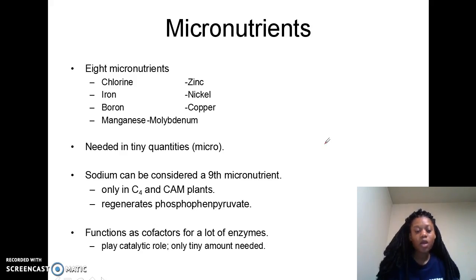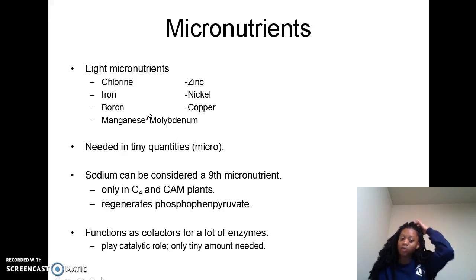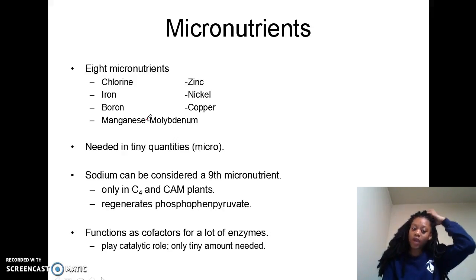Okay, moving on to the next set, we have micronutrients. There are 8 micronutrients, and they are chlorine, iron, boron, manganese, zinc, nickel, copper, and molybdenum. Okay, these are needed in tiny amounts. That's why they're called micronutrients, because micro means small. Okay. Sodium can be considered a ninth micronutrient, but this is only in C4 and CAM plants.